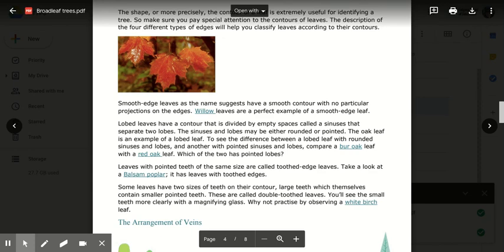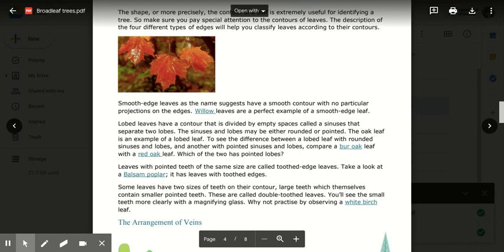Lobed leaves have a contour that is divided by empty spaces called sinuses that separate two lobes. So like a maple leaf has almost like lobes, like you could draw three areas that would be groups within the leaf.